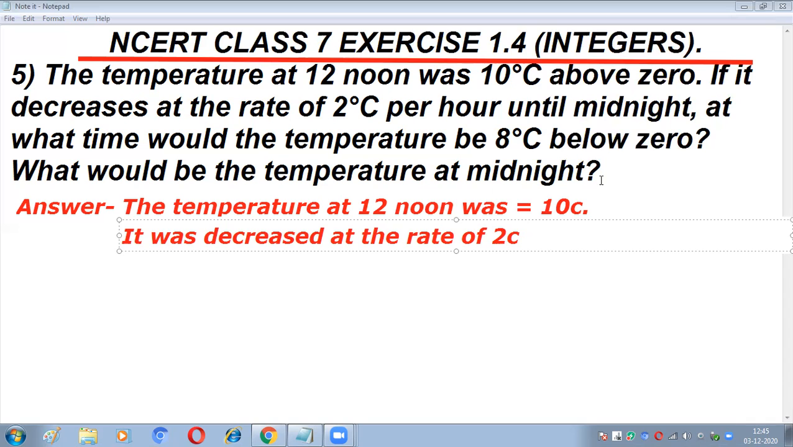Okay, at what time would the temperature be 8 degrees Celsius below zero? We have to find the time in which the temperature should be 8 degrees Celsius below zero. That means minus 8 degrees Celsius. So let's solve it.